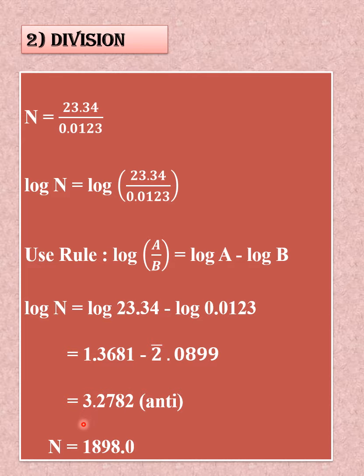So 3 plus 1 is 4. Count 4 places from the 0th place: 0, then 1, 2, 3. At the 4th place, put the decimal point. You have the answer 1898 for the given division. Understood? Okay, so next application.